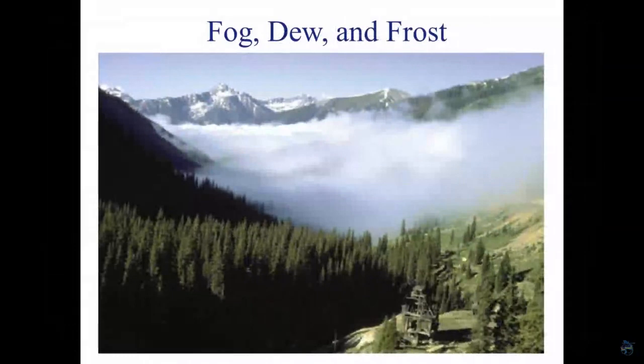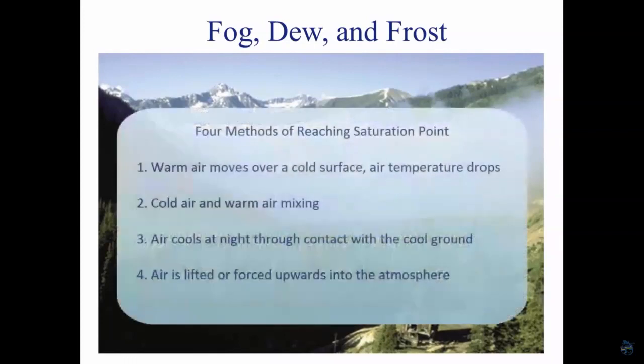If air reaches the saturation point while temperature and dew point are close together, it is highly likely that fog, low clouds, and precipitation will form. There are 4 methods by which air can reach the complete saturation point. First, when warm air moves over a cold surface, the air temperature drops and reaches the saturation point. Second, the saturation point may be reached when cold air and warm air mix. Third, when air cools at night through contact with the cooler ground, air reaches its saturation point.